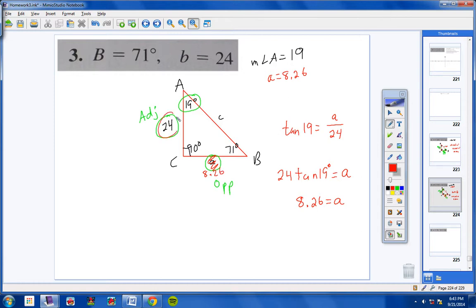8.26. Now students, I do know a leg. I know another leg, so let's use that with Pythagorean's theorem. So I have 24 squared plus 8.26 squared, and remember, you can only use Pythagorean's theorem when you have a right triangle. Okay, please don't forget that, students.